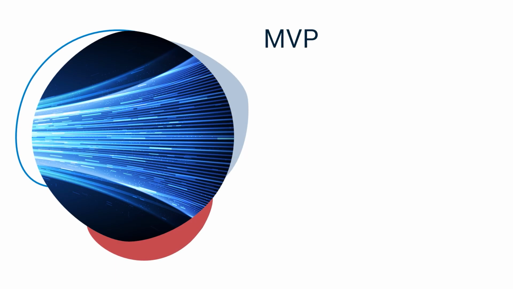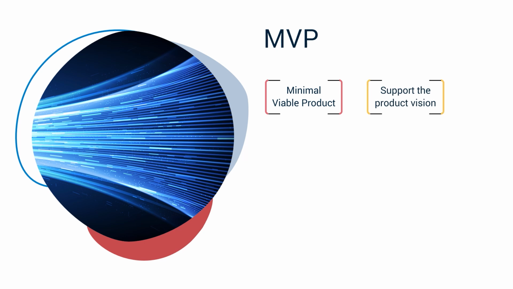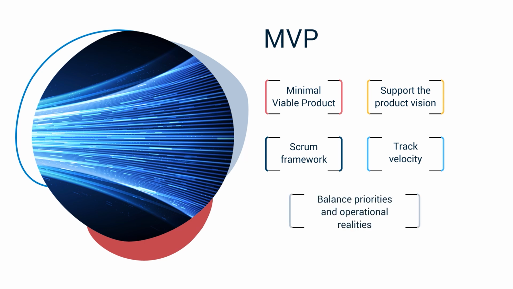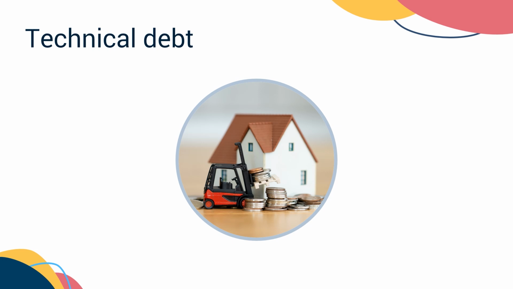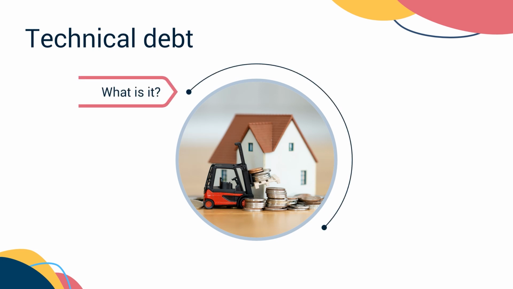With regards to Agile, you will learn about the minimal viable product, or MVP, and how to develop the MVP to support the product vision by making use of the Scrum framework. You will learn how to track your Scrum team's velocity to effectively balance strategic priorities and operational realities. You learn about technical debt, why it matters, and how a product owner can efficiently handle this debt by integrating its reduction strategically into sprints.